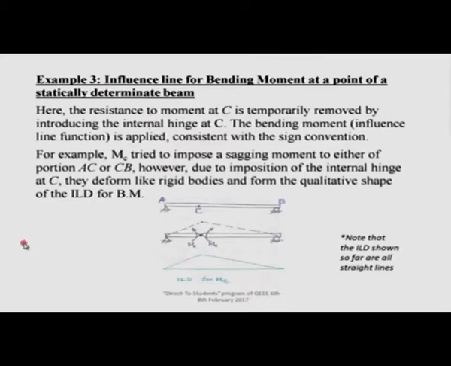Here once again, carefully observe, clear your mind. You have done it for the reaction, applied the Muller-Breslau principle, destroyed the capability of resisting reactions. You have done it for shear, you have destroyed the capability of shear resistance at a section. Now you are going to draw the qualitative shape of the influence line for bending moment at a section. What you need to do is destroy the bending moment resisting capability at C for the beam AB. How can you do that?